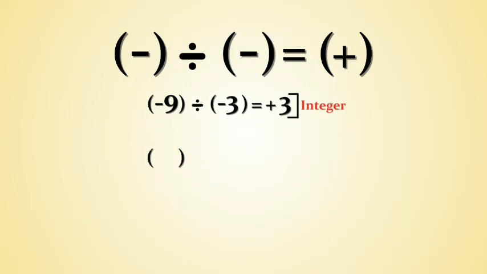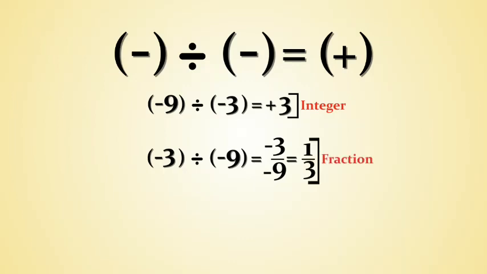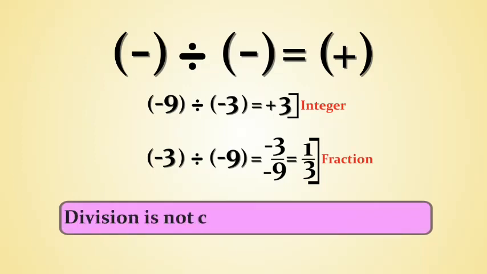Next, let's divide minus 3 by minus 9. Let's represent it as a fraction. Minus 3 divided by minus 9. On simplifying this fraction, we arrive at the answer 1 by 3, which is also a fraction. Here, we observe that the quotient is not the same in both the cases. Hence, we can say that division is not commutative for integers.